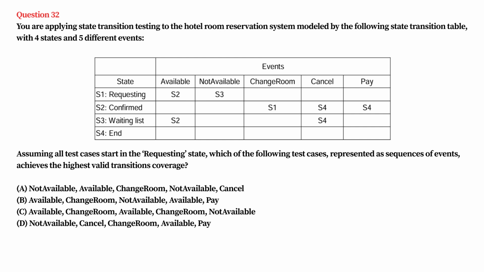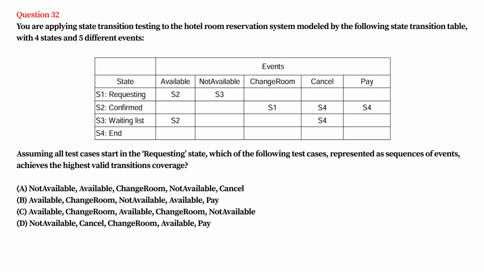Answer B is correct. This sequence of 5 events covers 5 different transitions. The first available event corresponds to a transition between S1 and S2, and the second available event corresponds to a transition between S3 and S2, so 2 different transitions are covered. This test case covers 5 out of 7 valid transitions and achieves the highest valid transitions coverage.